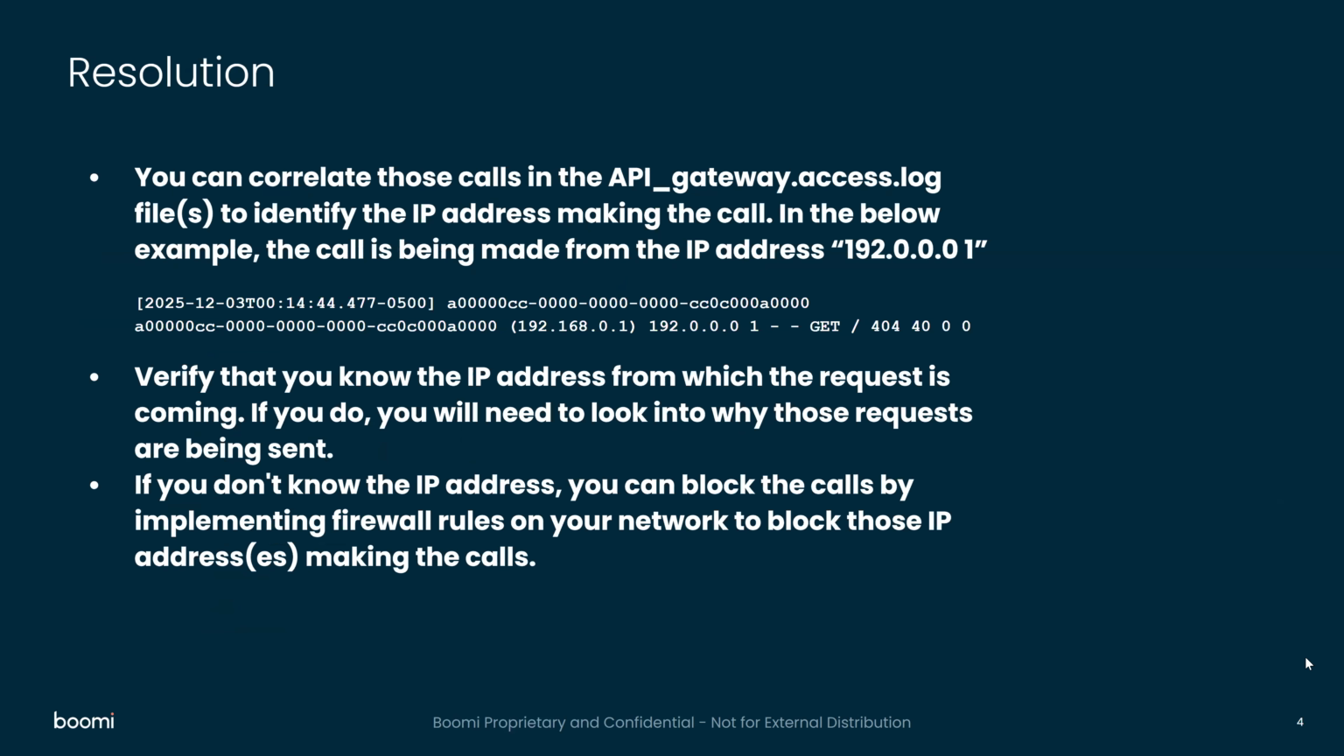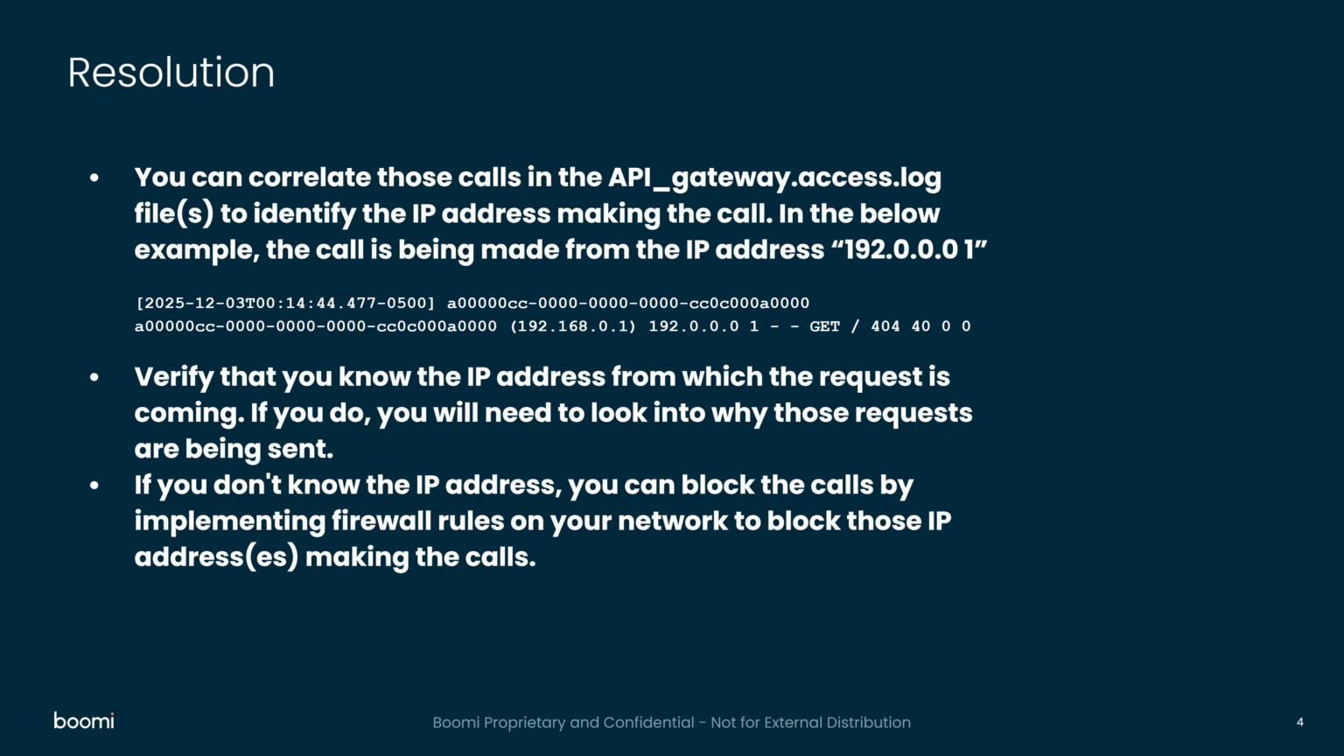So how do you resolve this? Well, first of all, you want to make sure that the URL or the IP that the requests are coming from are ones you know, because the calls could be made from some forgotten API call or some client that you set up to call the Boomi Gateway but just forgot about. The way to check where these calls are coming from would be in the API_gateway.access logs.